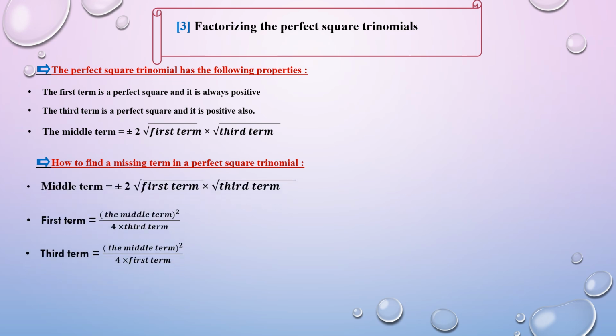If you want to get the middle term, the middle term equals positive or negative 2 multiplied by the square root of the first term multiplied by the square root of the third term. If you want the first term, it equals the middle term to the power of 2 divided by 4 times the third term. If you want to get the third term, it equals the middle term to the power of 2 divided by 4 times the first term.